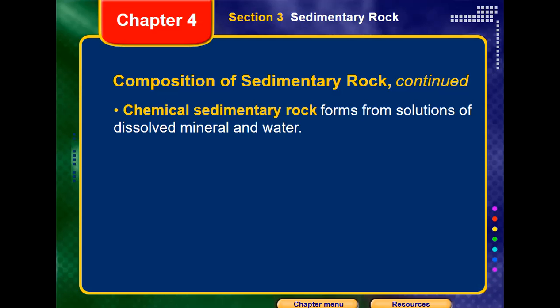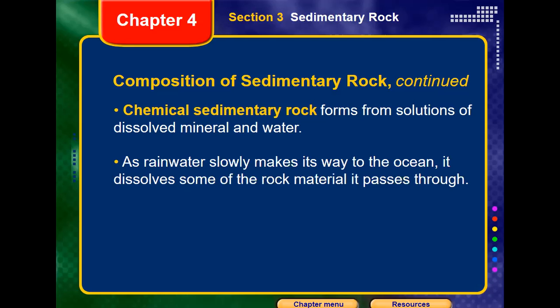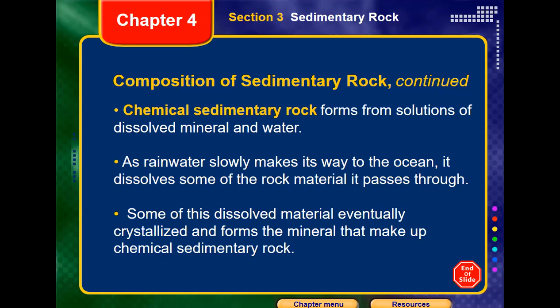So if the concentration of the salts, meaning the amount of salts in the water, is too much, and then this water is exposed to enough heat from the sunlight, the water will evaporate. Later, these minerals will deposit and solidify, forming a sedimentary rock. So here we said that as rainwater slowly makes its way to the ocean, it dissolves some of the rocks and picks up some minerals within the water. Then some of these dissolved materials eventually crystallize and form the minerals that make up a chemical sedimentary rock.